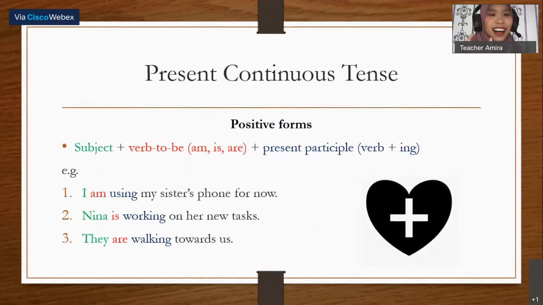So when plural, we use are; singular is is; and I uses am. Okay, they are walking towards us. The subject is they, the verb to be is are, and walking is verb plus ing, towards us. If you notice, all the present participles, working, walking, all have ing. That's how you use present continuous tense in positive form.